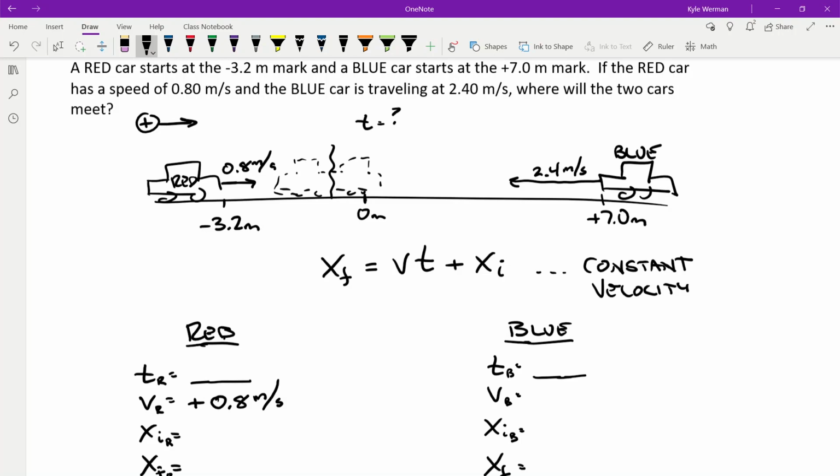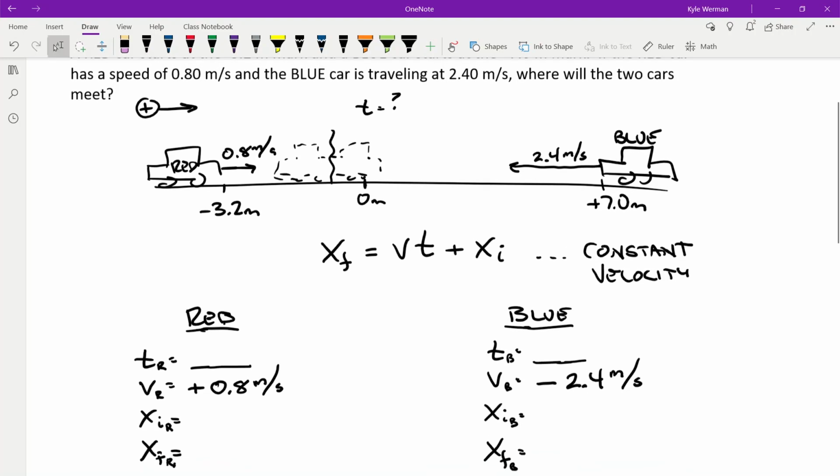And if you look at the blue car, it is moving left, which is why we're going to put a negative next to that velocity and put its value, 2.4 meters per second. Always include the units as well, because they need to match up. Initial position, where does the red car start? It starts at a negative position, negative 3.2 meters.